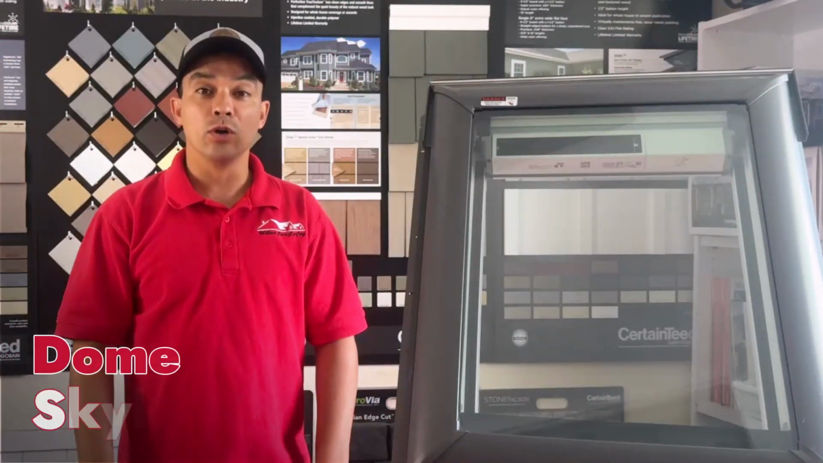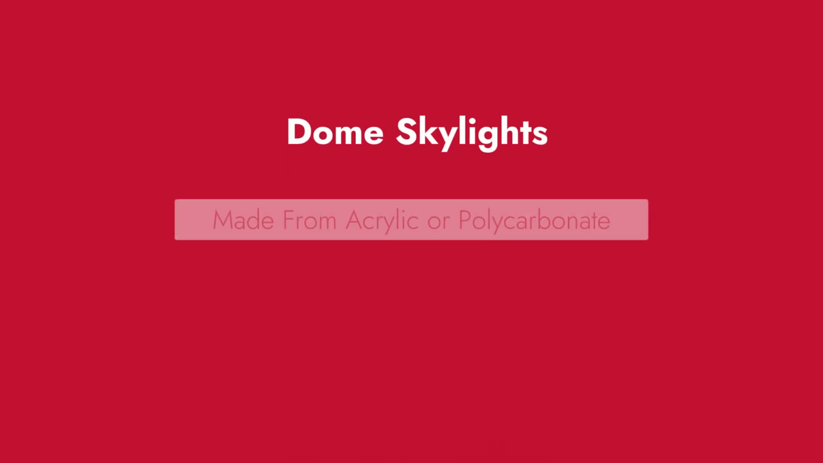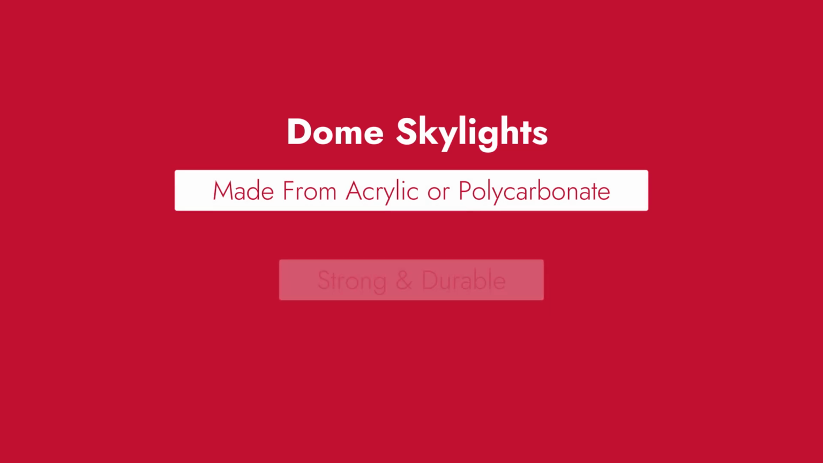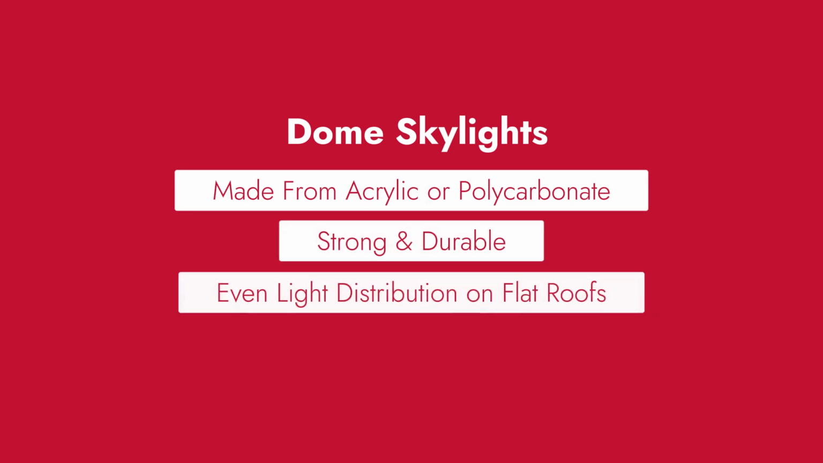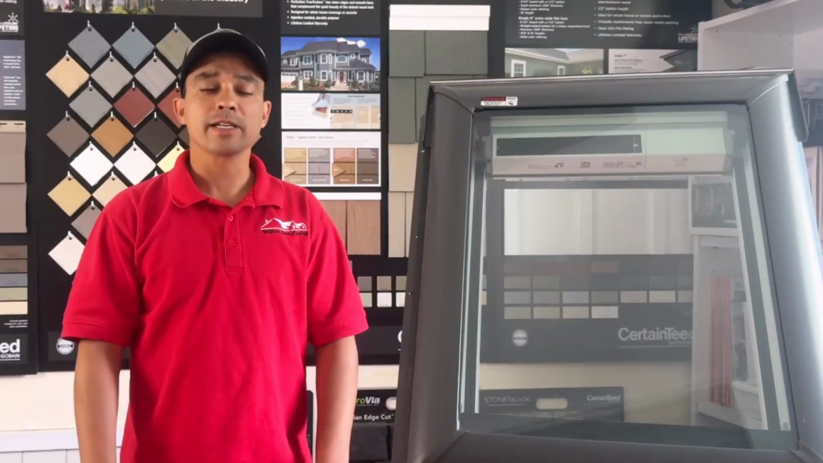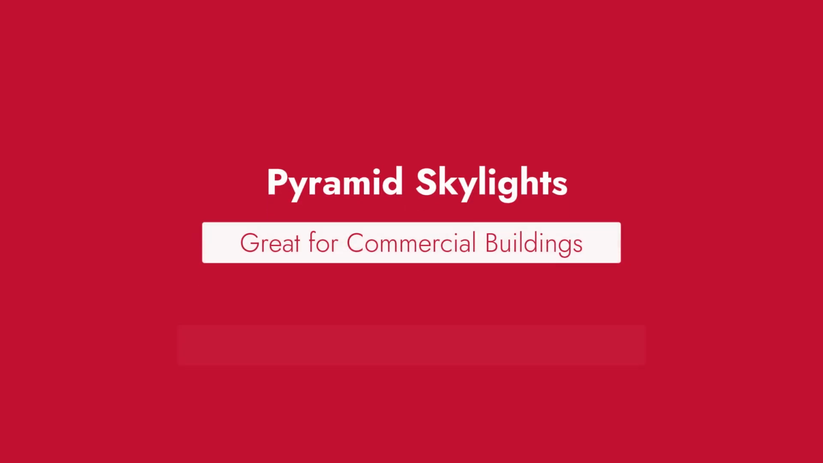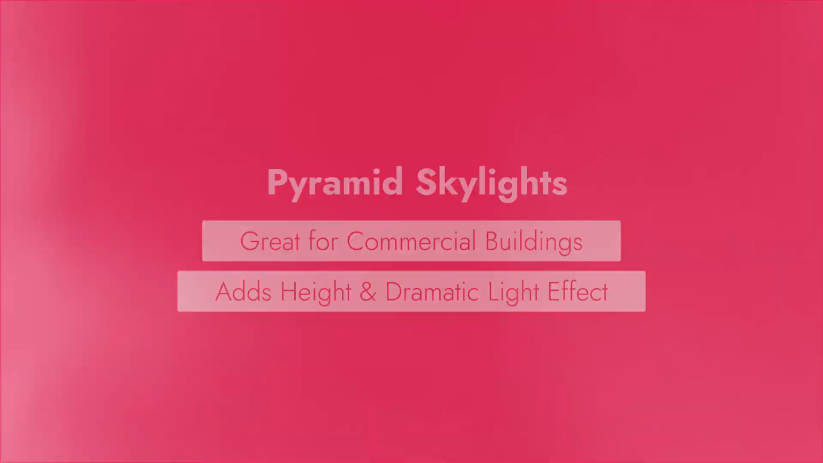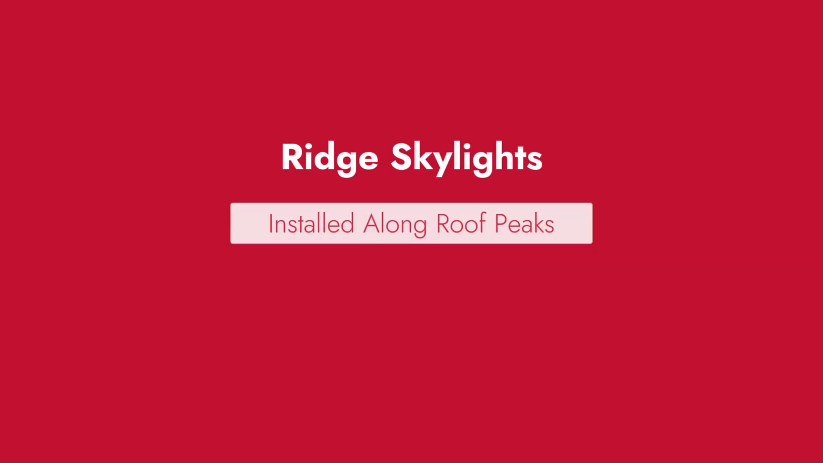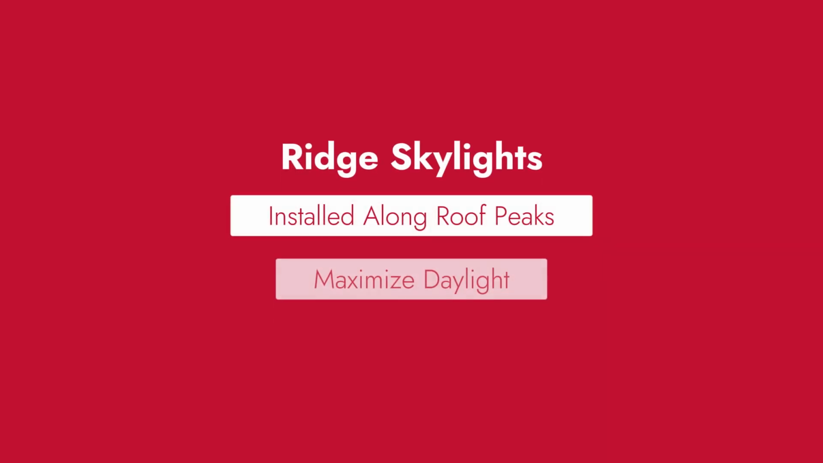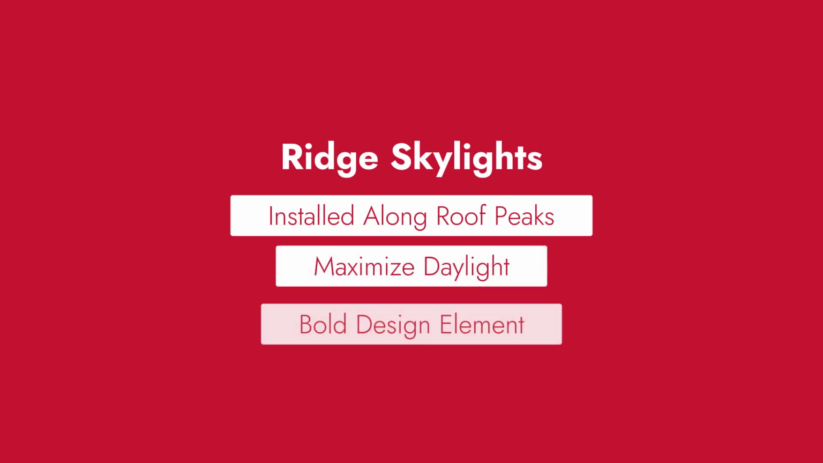Next up, we have a dome skylight. These are usually made from an acrylic or polycarbonate, and they're super strong and durable. They distribute light evenly and add visual interest on flat roofs. Next, we have pyramid skylights. These work well in commercial buildings. They add height and dramatic light effect. Next up, we have ridge skylights. These are installed along the roof's peaks, and they bring maximum daylight, and that is a bold design element.